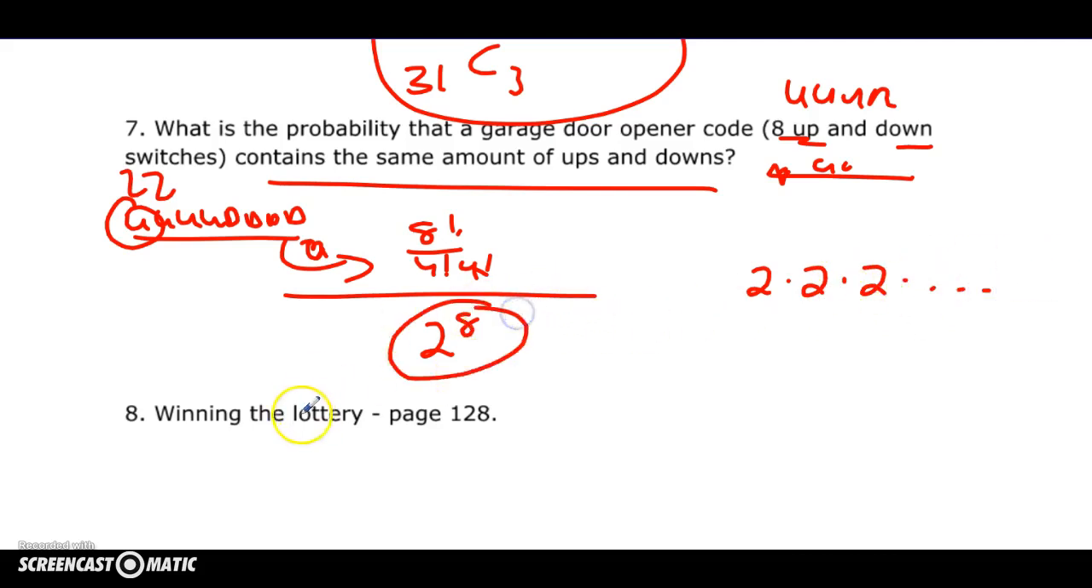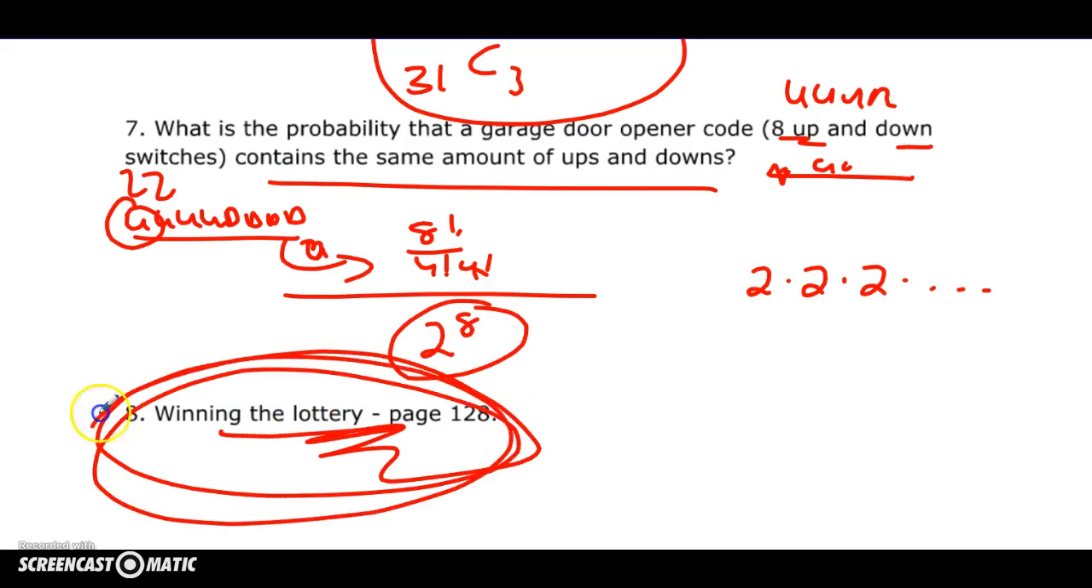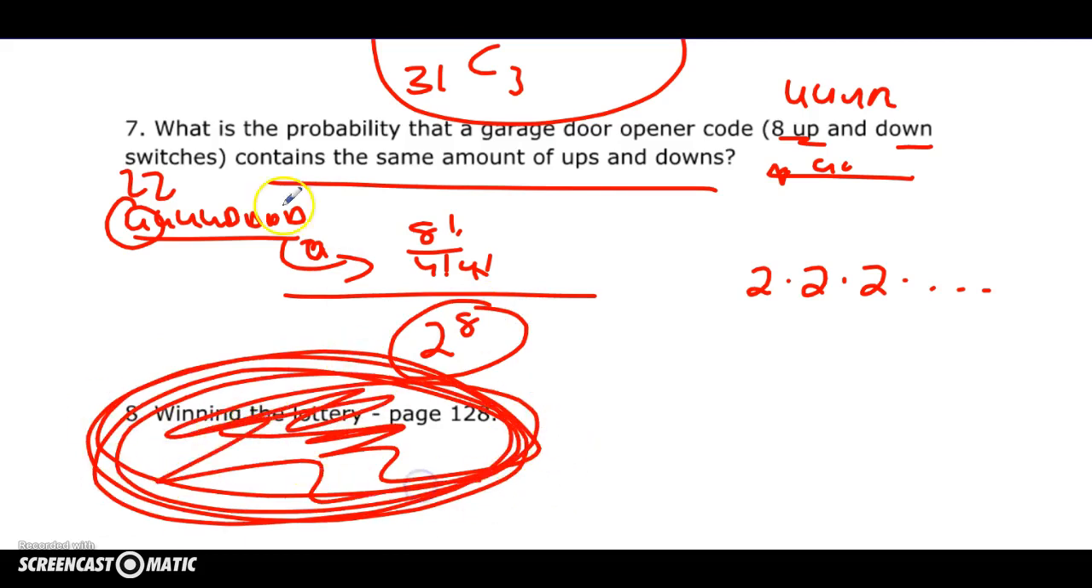So that's your denominator. And then we're going to figure out how much money, what effort you should make into trying to win the lottery.